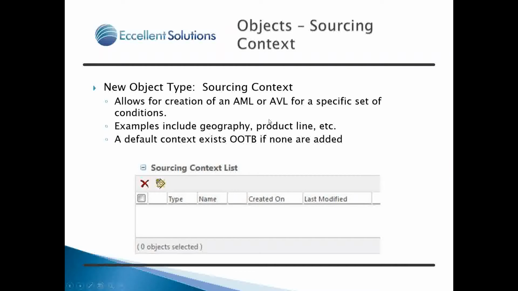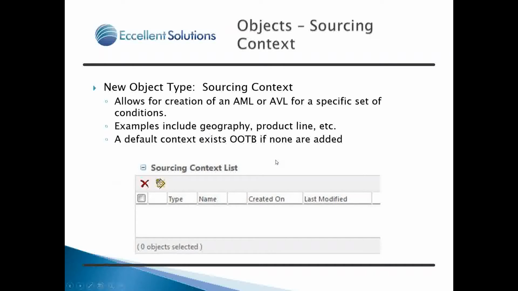The source context object is the object that actually creates the home of where the AML or AVL exists. Typical concepts of a sourcing context would be to source objects across a geography. Maybe you want to have an Eastern Hemisphere or Western Hemisphere location, or European locations or Asian locations for particular purchasers, and you want to be able to source your objects accordingly. You can do that using a sourcing context.